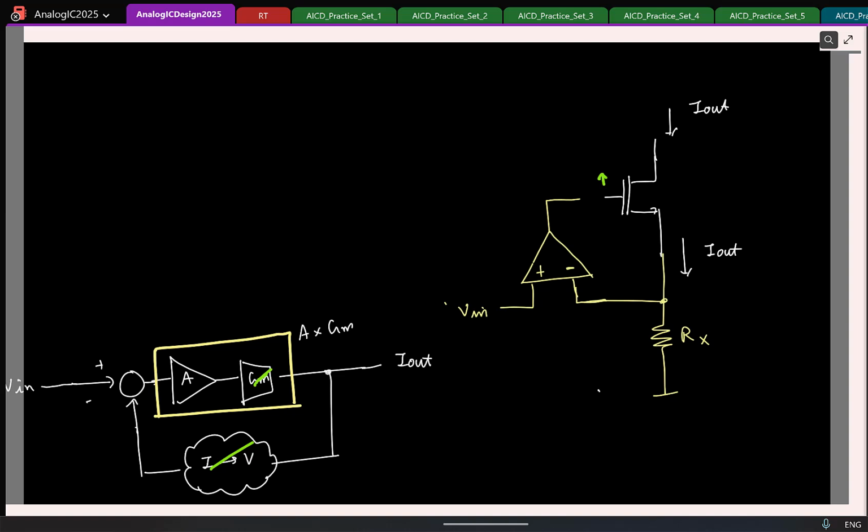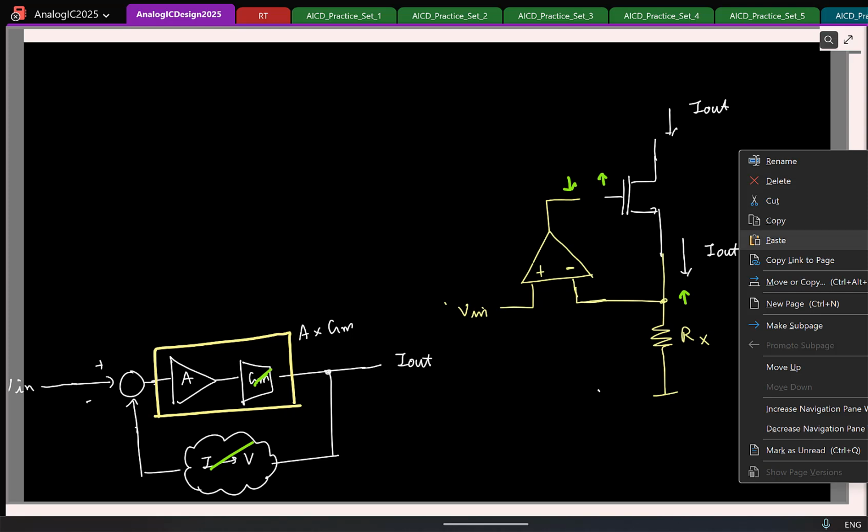Let's say I increase the voltage here. I increase the gate voltage. What will happen to the source voltage? Why? So this voltage increases. What will happen to this voltage? So we are in negative or positive feedback. That much is clear. It should not be surprising because we just replicated the block diagram.